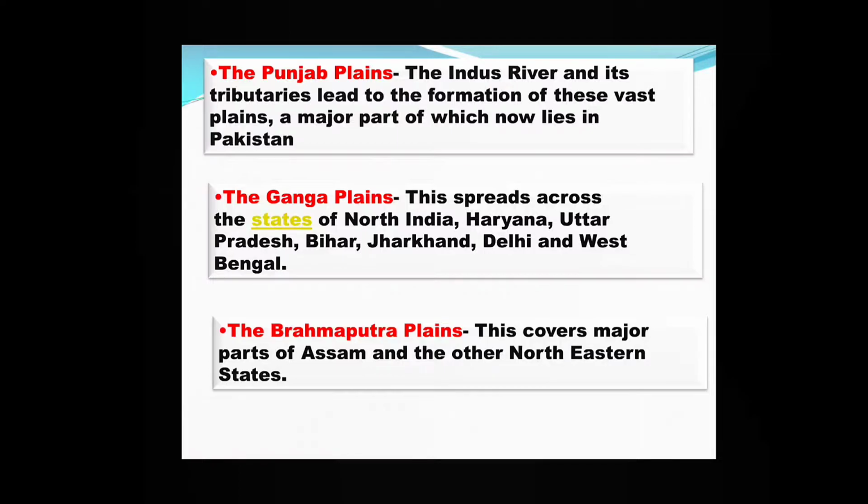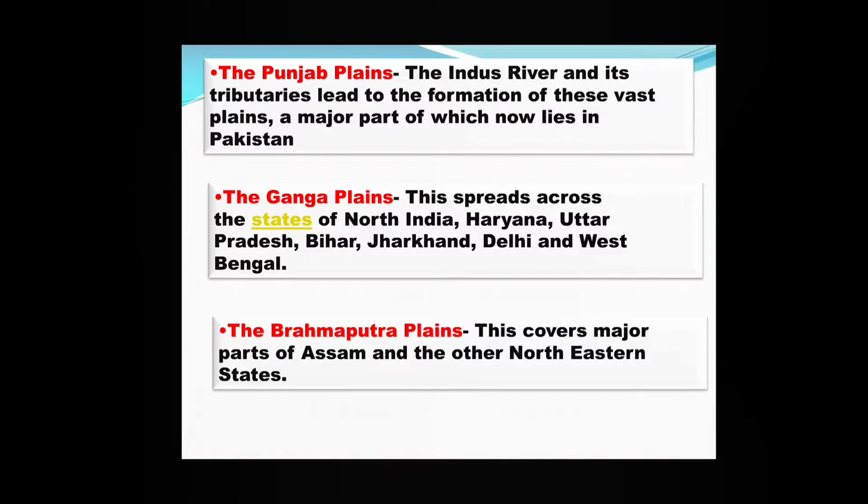The Indus River and its tributaries led to the formation of this vast plain, a major part of which now lies in Pakistan. As I told you, the rivers where it flows has helped to create the plains. So we have Indus River in the Punjab. So the Punjab plains has formed, but most of it is now there in Pakistan.